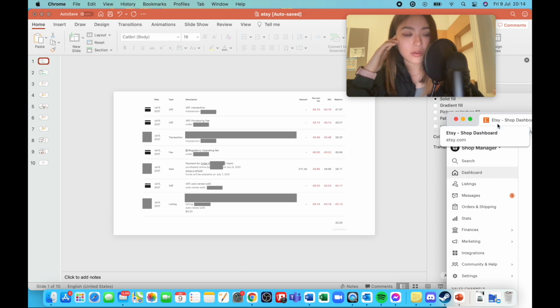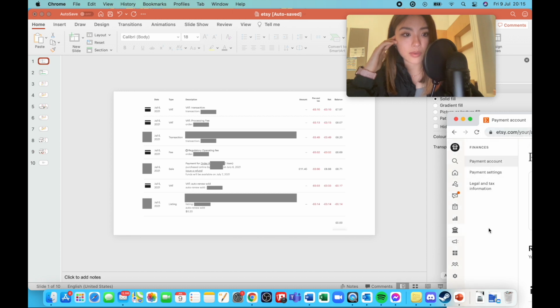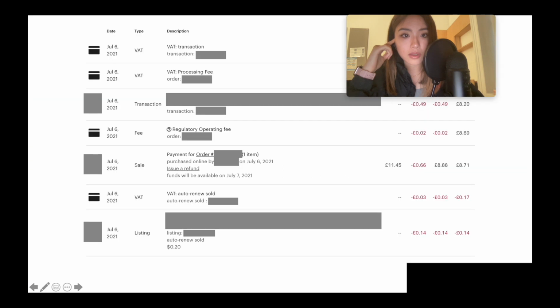If you want to follow along, you can go to your Etsy dashboard, your shop manager, and go to finances, payment account. And then you'll be able to see what that list looks like, that long list of transactions of money going in and out of your account. So let's have a look at this.